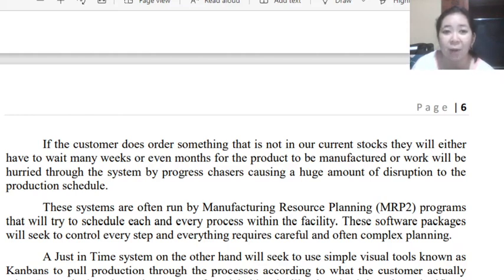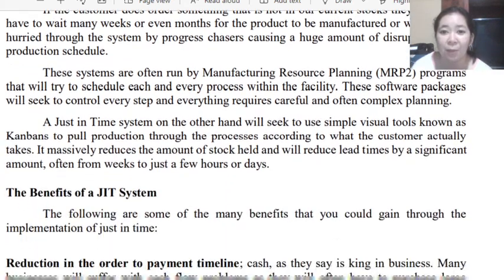So these systems are often run by manufacturing resource planning, or MRP programs, that will try to schedule each and every process within the facility. This is actually created to meet this problem. There are software packages that will seek to control every step carefully and often include complex planning to eliminate those problems.